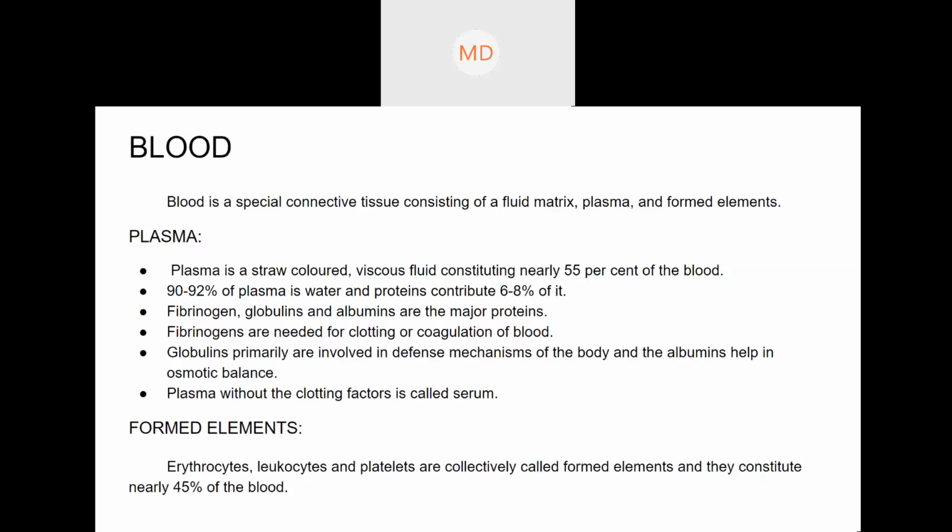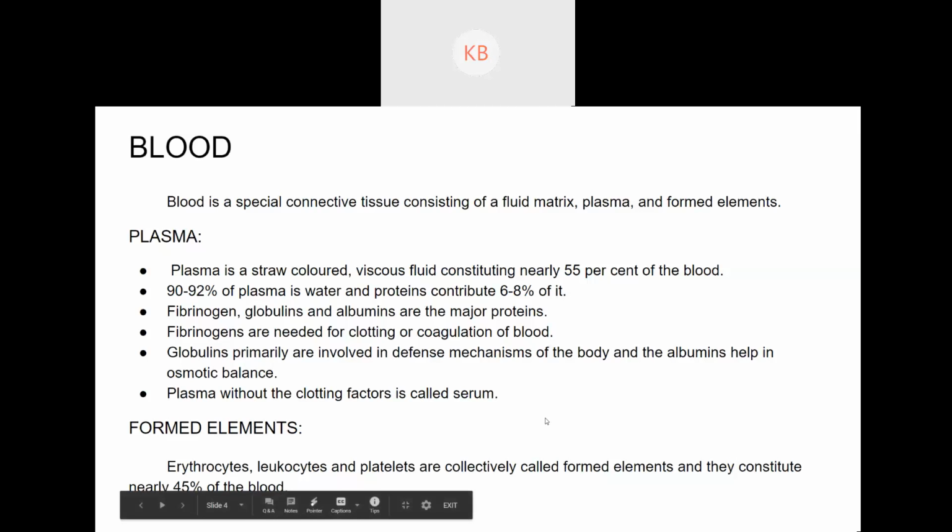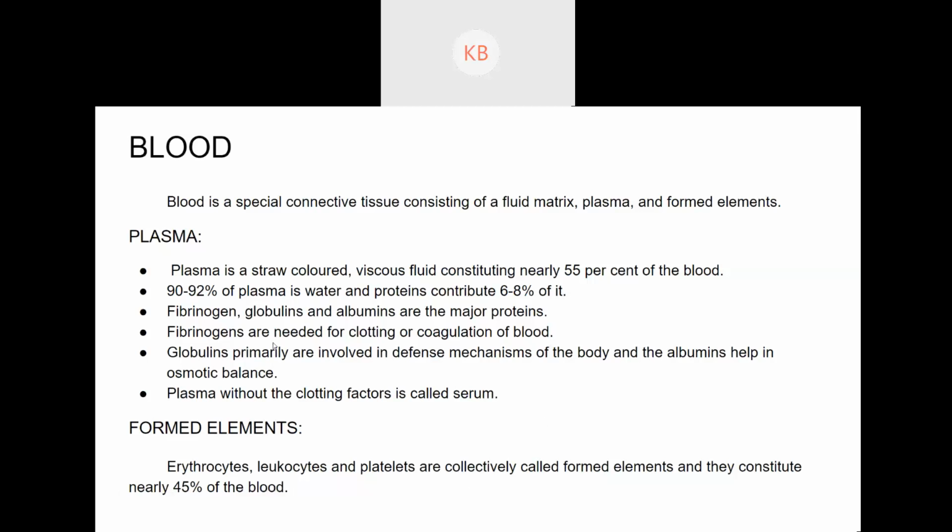We can't just say it like that. Plasma is the liquid that is present in the blood, right? Fibrinogen is a protein. We have discussed that fibrinogen, globulin and albumin are major proteins found in plasma, and plasma is a part of blood. So ultimately proteins will be found in the blood. Whatever is present in plasma is present in blood also, because plasma is present in blood.